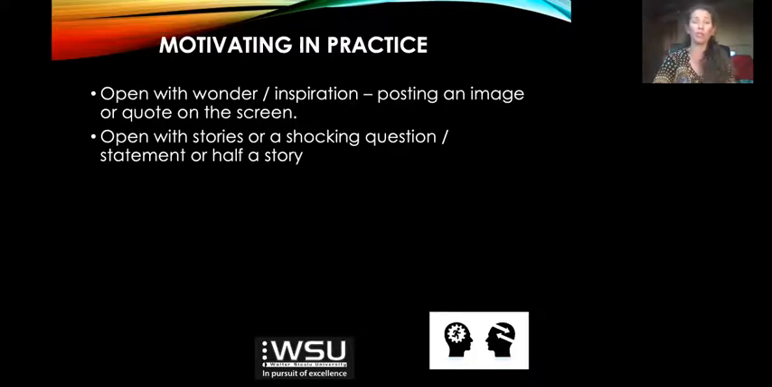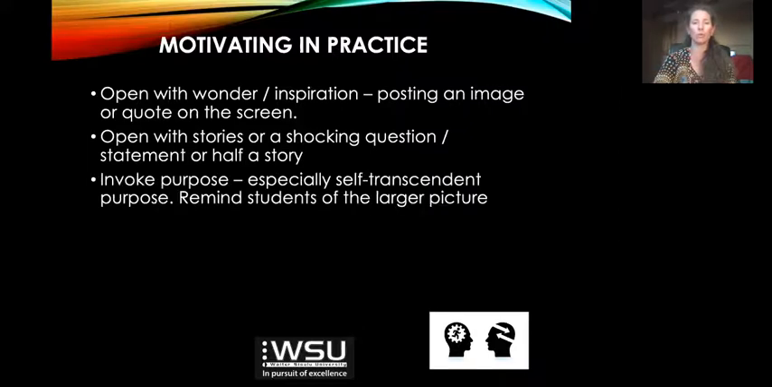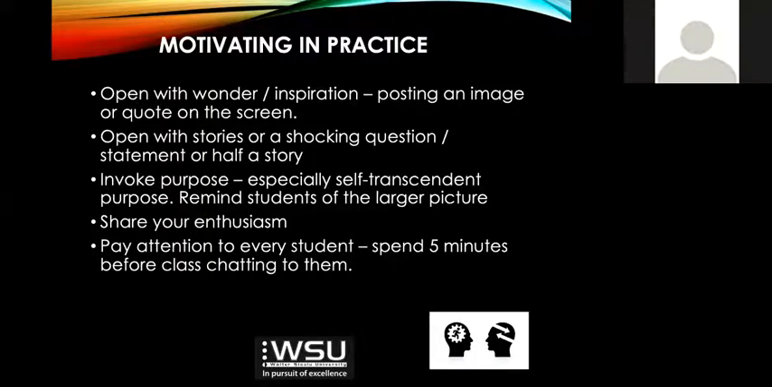You can bring a shocking question, you can bring a statement, you can bring half a story that you finish later. So bringing those rich narratives brings emotion into your stories. And then this, what I mentioned earlier, to be able to invoke this larger purpose, reminding our students of the larger picture. And that's much easier teaching medicine than literature, I think. And then very important is to share your own enthusiasm. So if you love what you're teaching, that will also affect the way your students are learning.